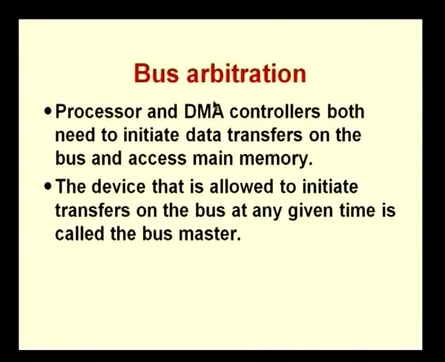Normally, the term that we use for the device having control of the bus is the bus master. The device which is allowed to initiate transfers on the bus at any time is called the bus master. Now, we have a situation where there can be more than one bus master. Typically, we would have only the processor as the bus master, and everybody else just requesting the processor to do the data transfer on their behalf. Now, we are talking about any device, either the processor or a DMA controller, becoming the bus master and having the capability to initiate data transfers.